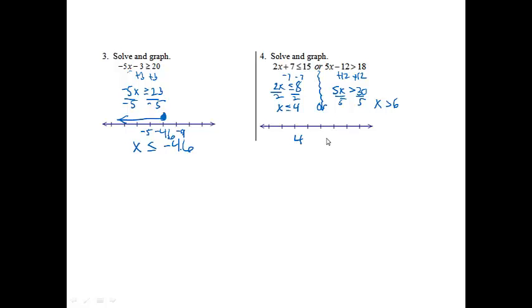So I'll put 4 on one spot and 6 on the other. I can put 5 in the middle. There's going to be a closed circle at 4 and an open circle at 6, and again, I've already decided that my graphs are going to go in separate directions, so there we go.